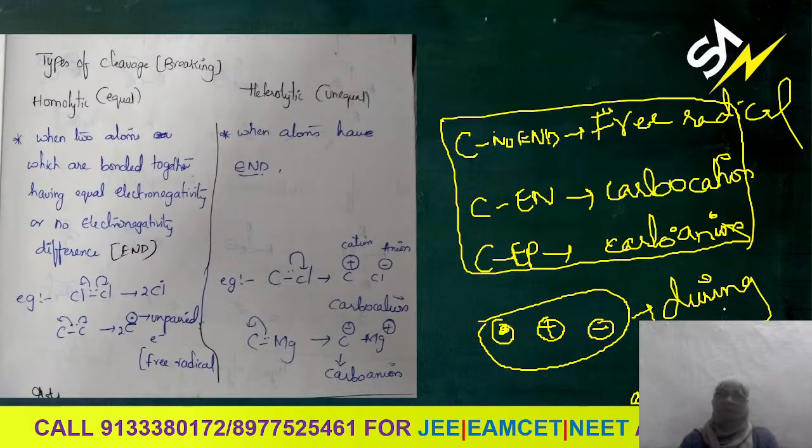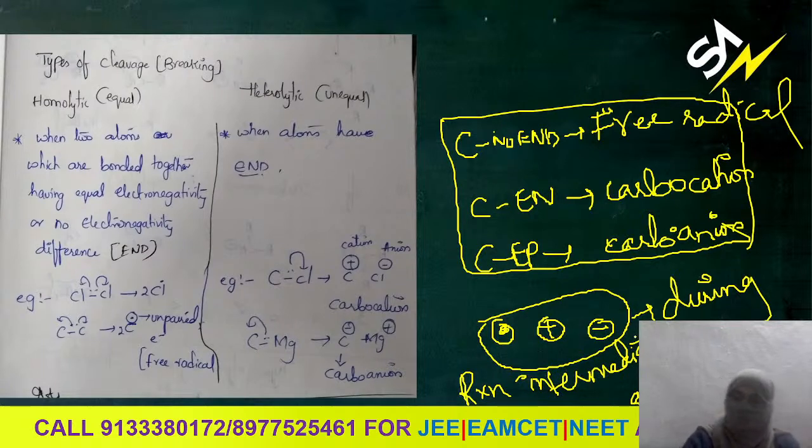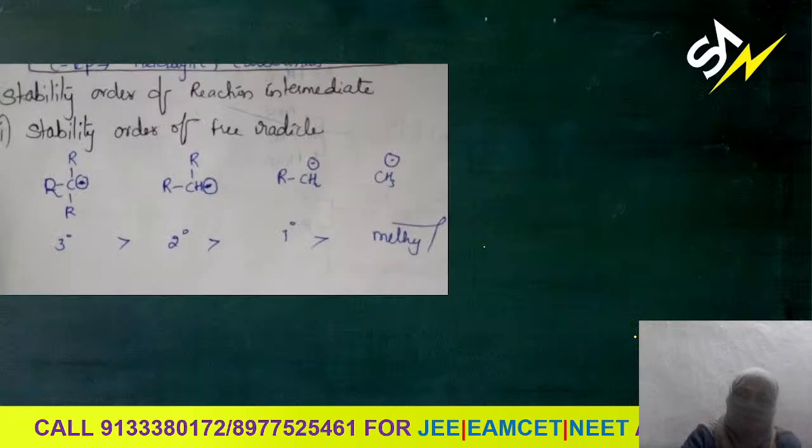definitely one chemical will be converted to another, right? If one chemical is converted to another, definitely a bond will cleave. The bond can be cleaved either way, homolytic or heterolytic cleavage. That means any of these three will be generated: free radical, carbocation, carbanion. These three are called reaction intermediates. Why are they called reaction intermediates? Because they are formed during the reaction.